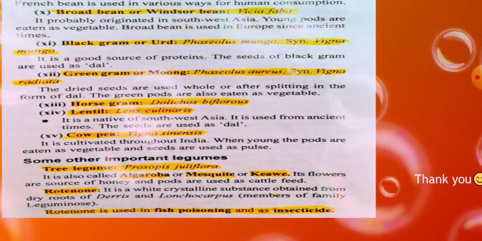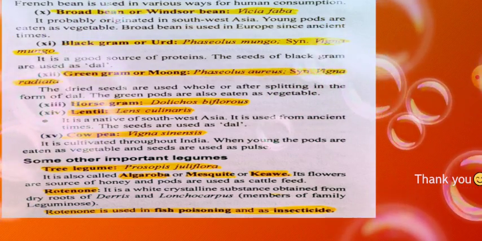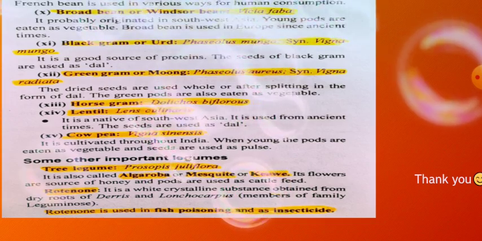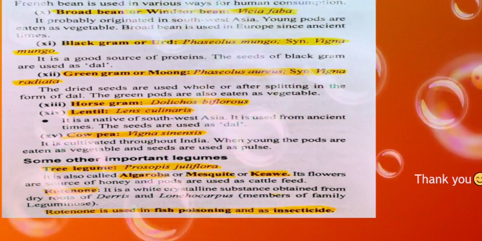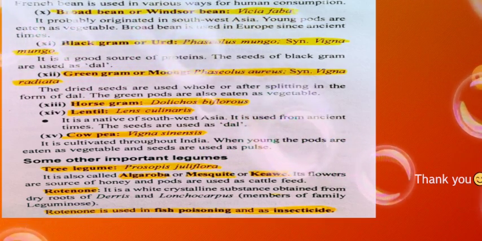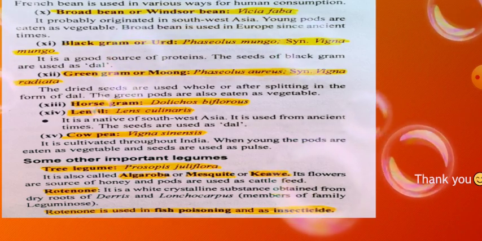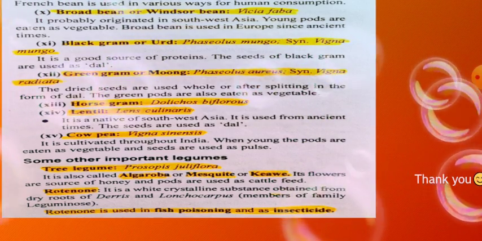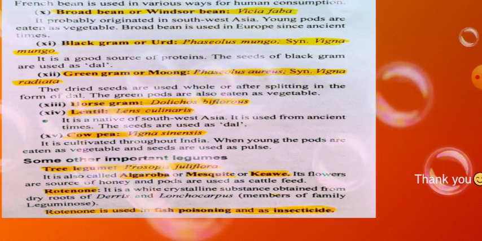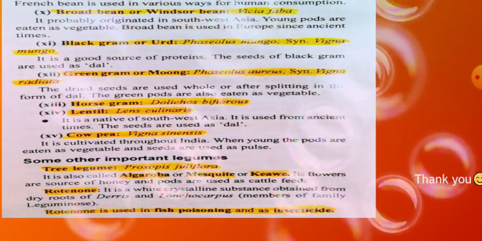Then the second one is rotenone. Rotenone is a white crystalline substance obtained from the dry roots of Derris and Lonchocarpus, members of the family Leguminosae. Rotenone is used for fish poisoning and in the form of insecticides. So these are the different types of pulses and some other important legumes.